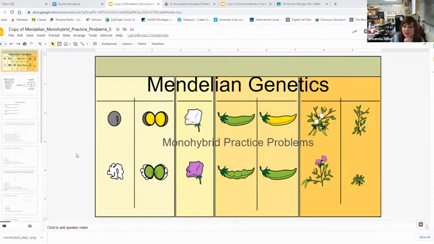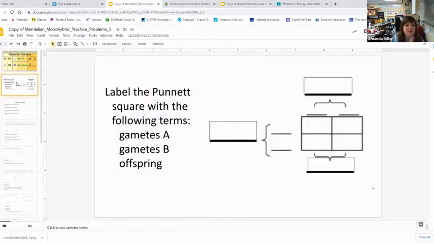Everybody. So I am going to use this video to walk you through how to work some monohybrid problems, okay? So the first thing that we have to do is know how to set up a Punnett square. So what we do is we take the gametes from one parent and we put them across the top. We take the gametes from another parent and we put them on the side.